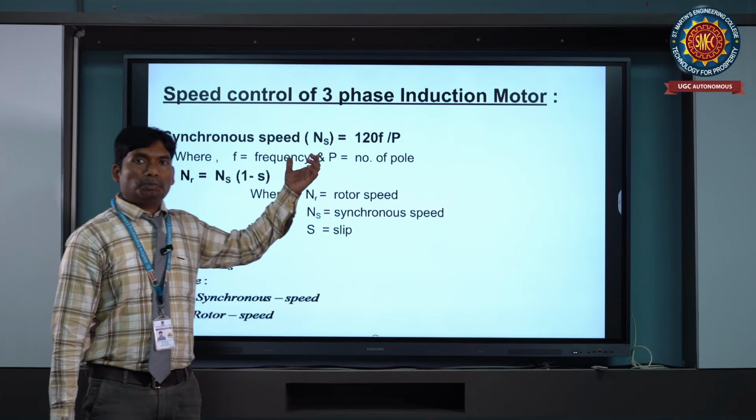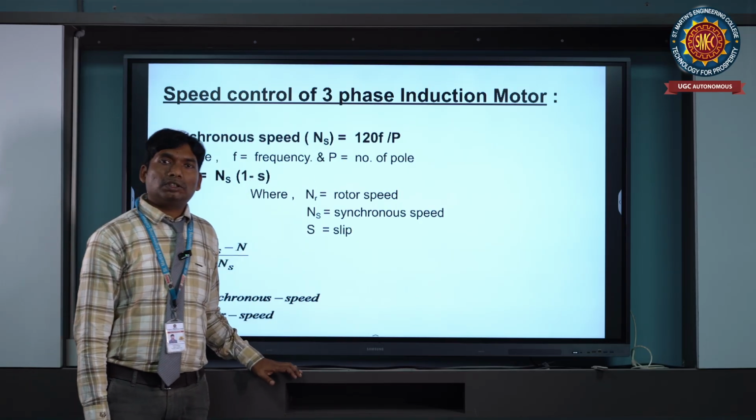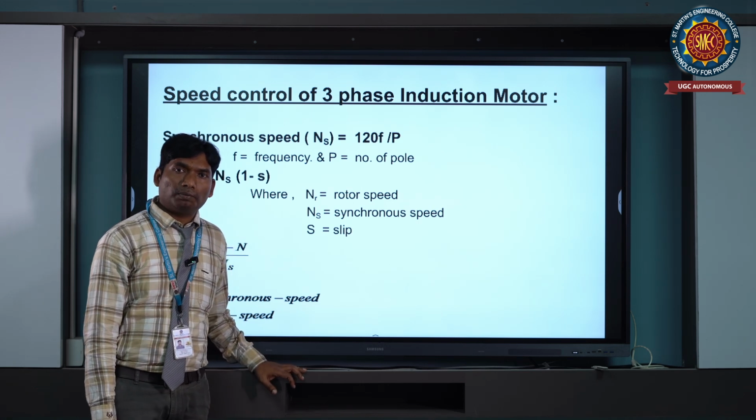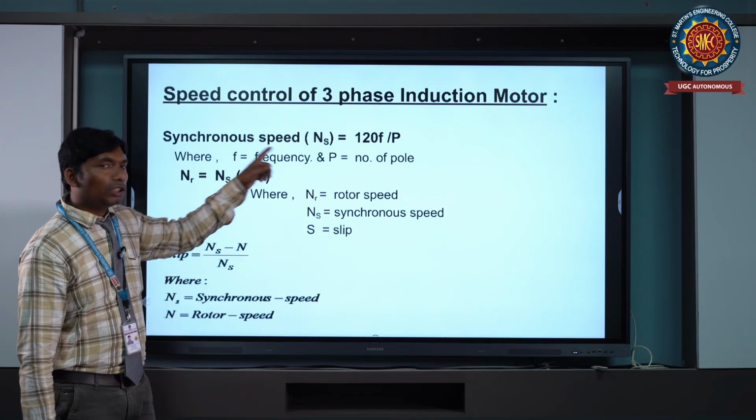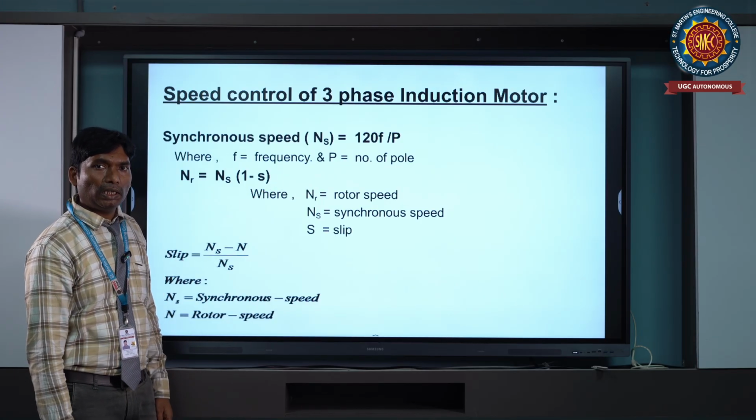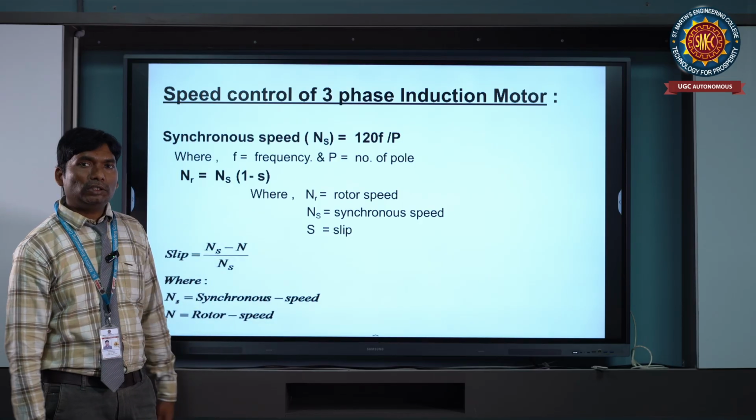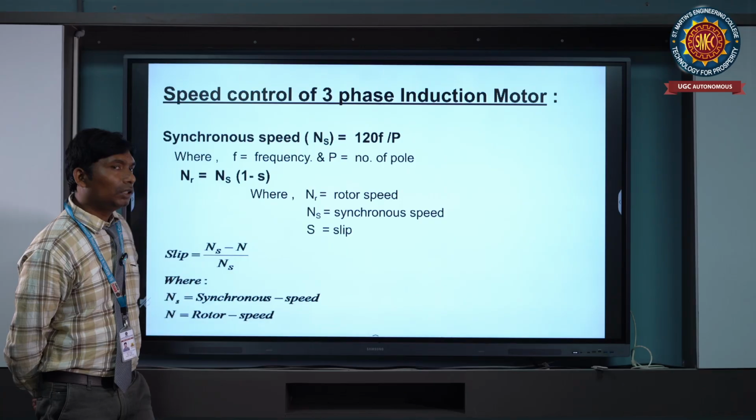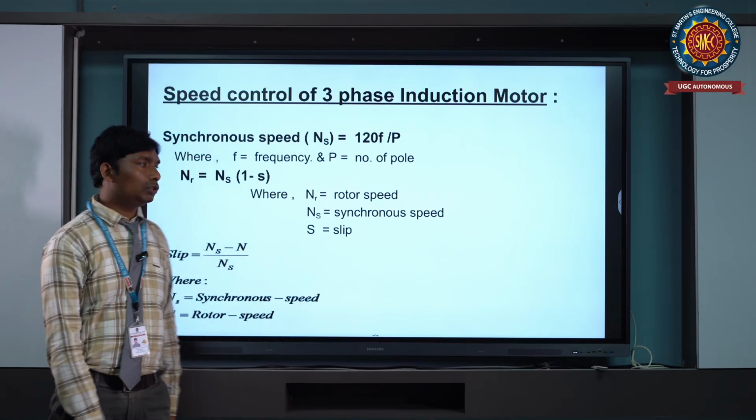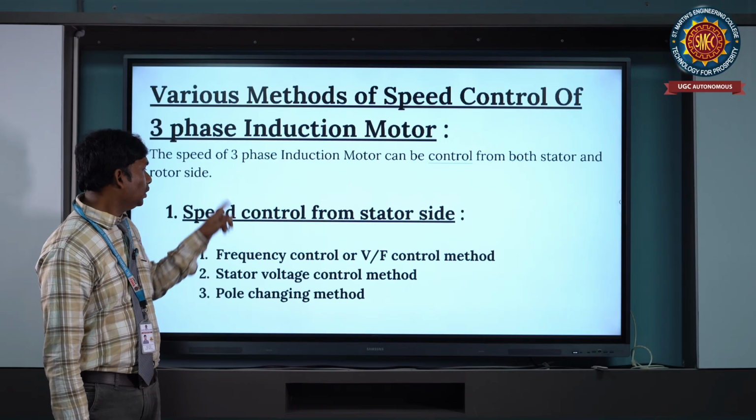Here, synchronous speed. What is the synchronous speed? Synchronous speed is the speed difference between the rotating magnetic field of the stator and the mechanical speed of the rotor. We can calculate the synchronous speed by using the equation Ns equals 120 F by P, where F is frequency and P is the number of poles. NR means rotor speed. NR equals (1 minus S) into NS, where NS is called the synchronous speed.